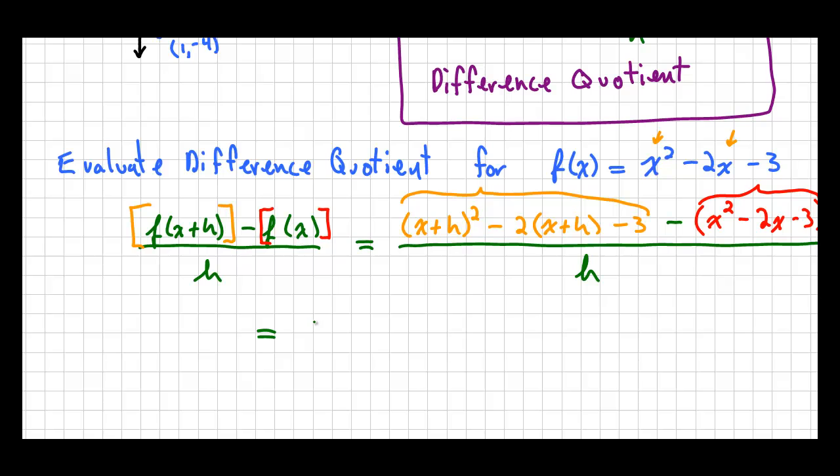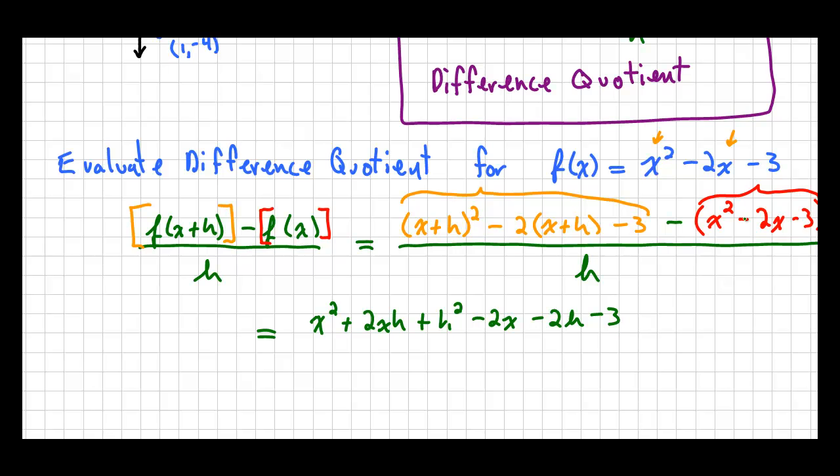So we end up with x squared. Remember, you have to FOIL this. So this is going to be x squared plus 2xh plus h squared. Distribute that minus 2, so that's going to be minus 2x minus 2h, and then we still have that minus 3. Probably should have done that in orange so you could see where all those pieces are coming from.